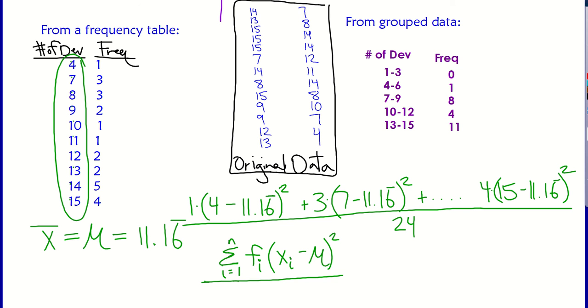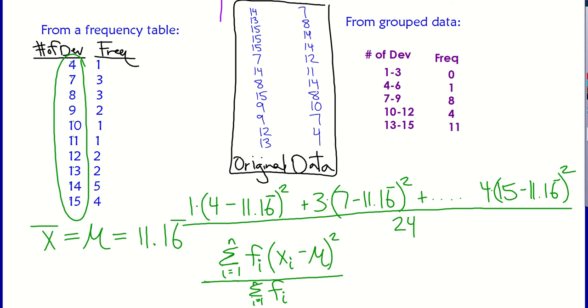And then I need to divide that by the total frequency. Well, the total of all of the frequencies is going to be represented by the sum from i equals 1 to n of f sub i. So that would be the total of the frequencies, which in this case would be the 24. So that's how we would do it if we had a frequency table.